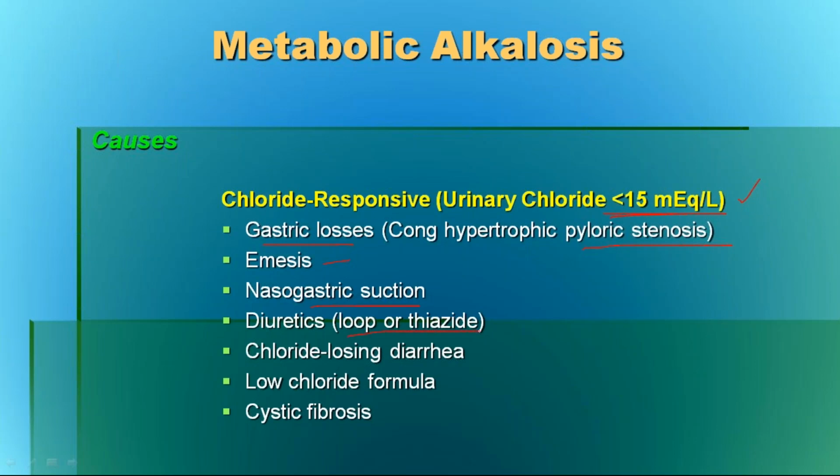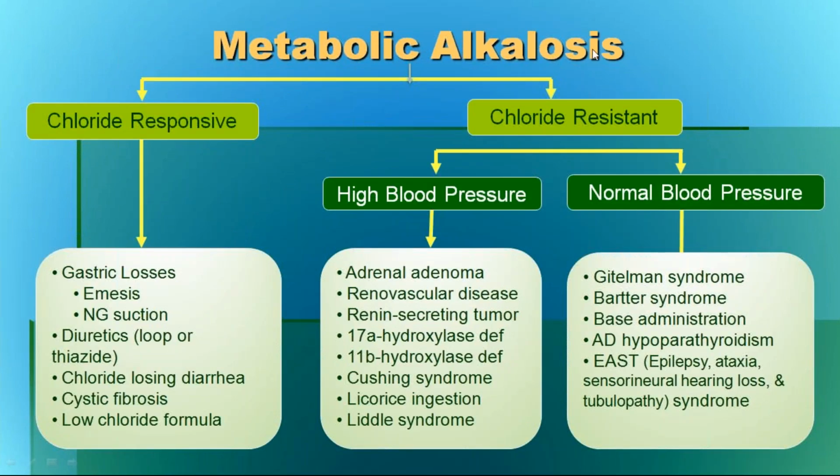Thiazide and loop diuretics, which are diuretic drugs. Chloride-losing diarrhea, so body chloride is lost. Low chloride formula when you are giving artificial milks. And cystic fibrosis, where sodium is lost through the sweat, like excess loss of sodium and chloride through routes other than the kidney. So these are conditions producing alkalosis, and these are examples of chloride responsive. Whenever you come across a metabolic alkalosis, you decide whether it is chloride responsive or chloride resistant. As I said, these are the conditions producing chloride responsive alkalosis.